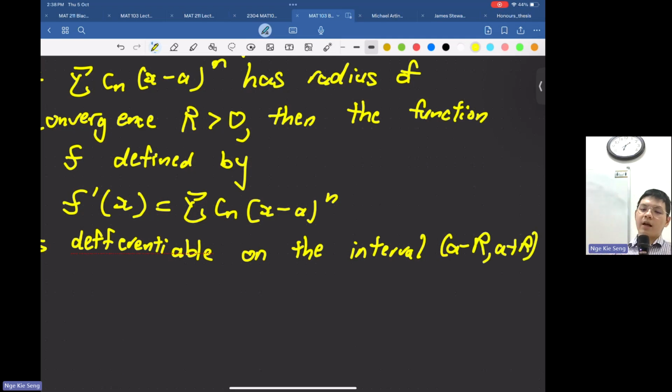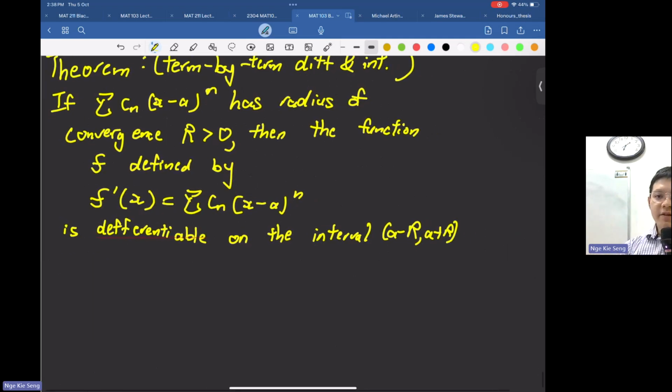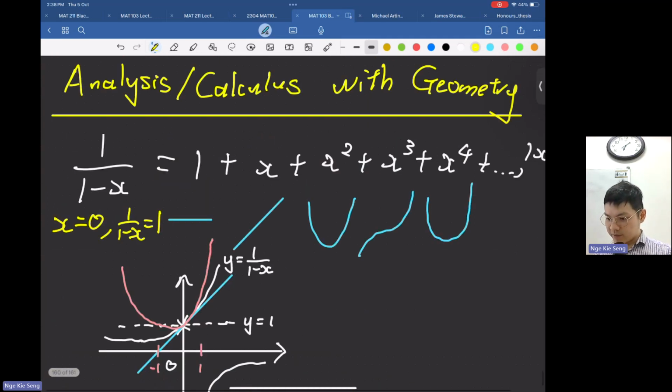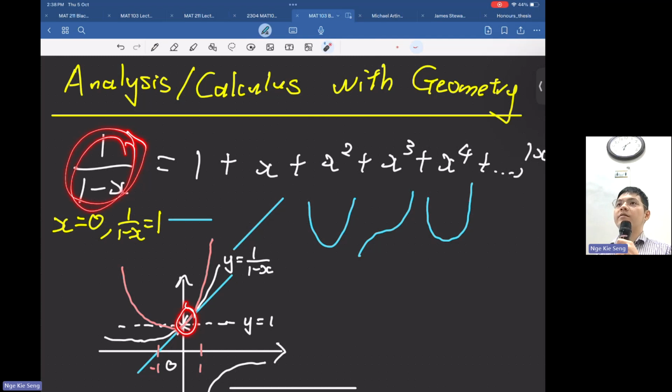Meaning if you have a power series and it converges on the interval of convergence, then the power series is differentiable. So for example, this one here, 1 over 1 minus x: is it differentiable or not? Can you find the derivative of 1 over 1 minus x?